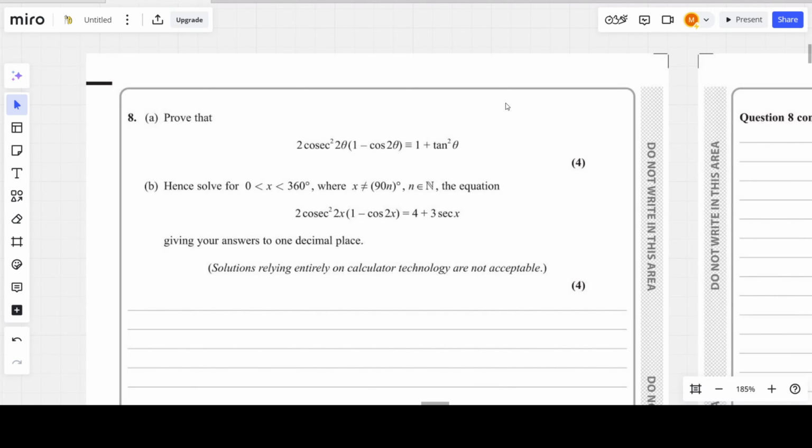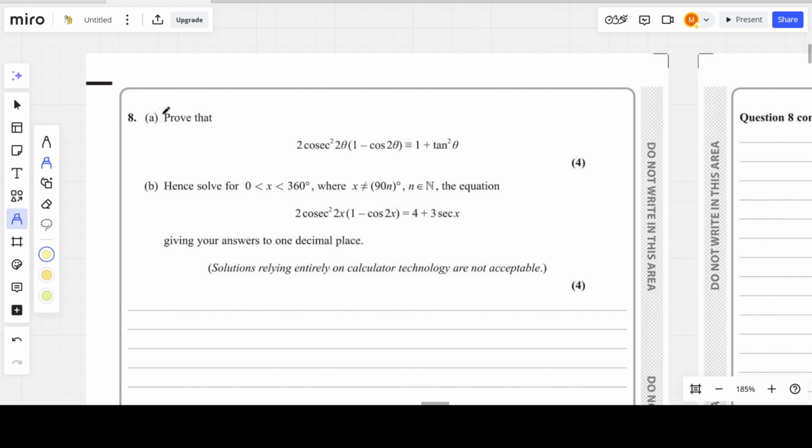Okay, so let's see question number 8 from the October 2023 P3 paper. Question number 8 is basically from trigonometry. It is combinedly from chapters 3 and 4 of your P3 book. So let's see what they're asking in question number 8.